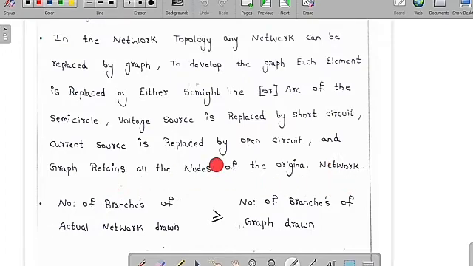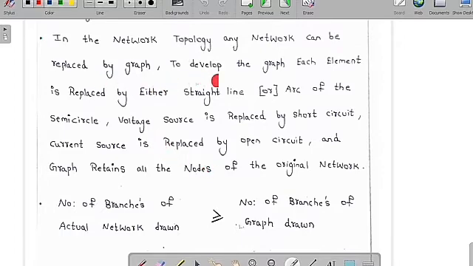So basically here we are going to represent each and every branch or element by a straight line or a semicircle, and if there are voltage sources we are going to short circuit them. If there are current sources we are going to open circuit them. This graph is going to contain all the nodes which are present in the original network. So from the network we are going to draw the graph.